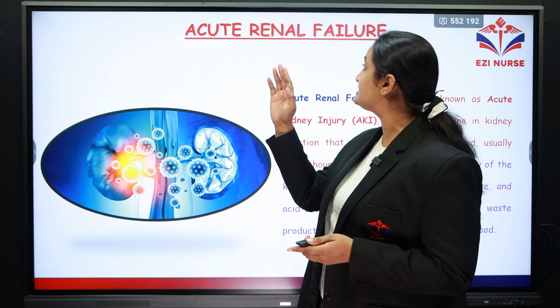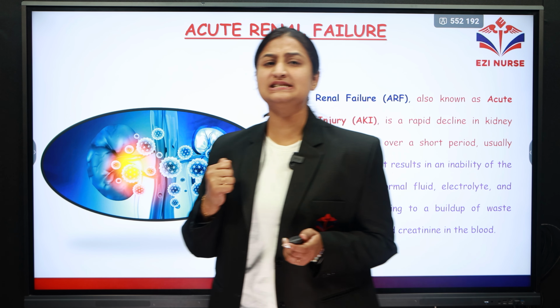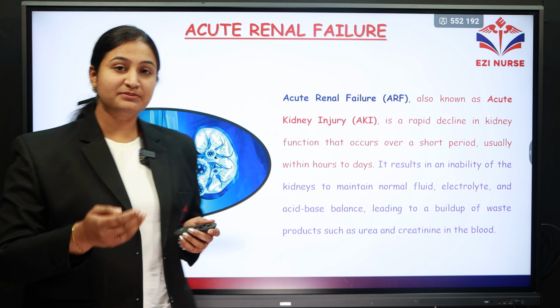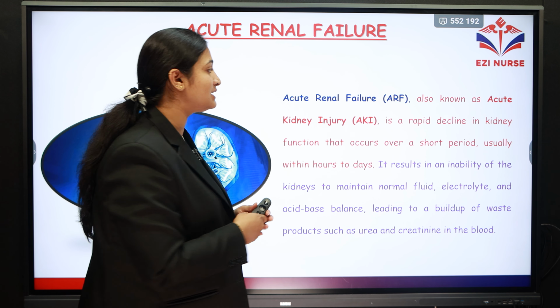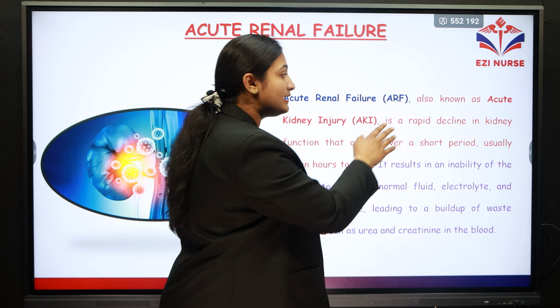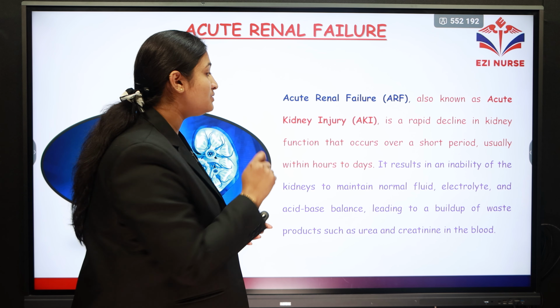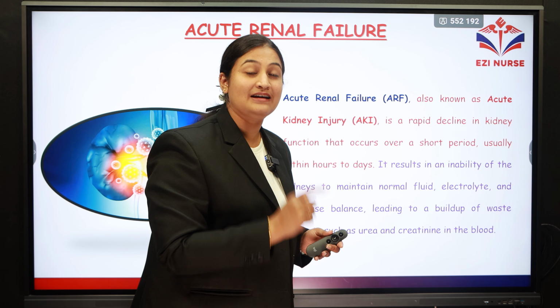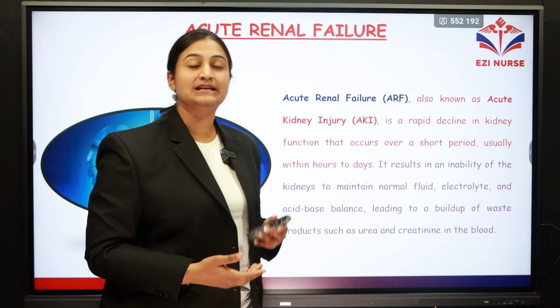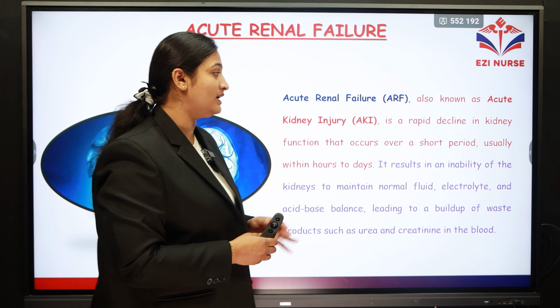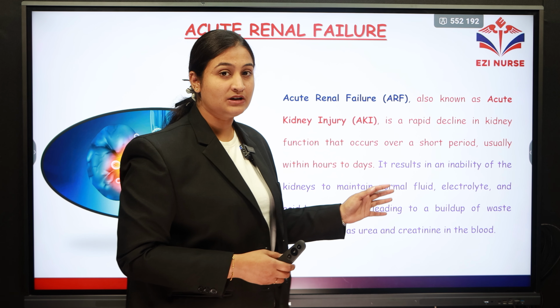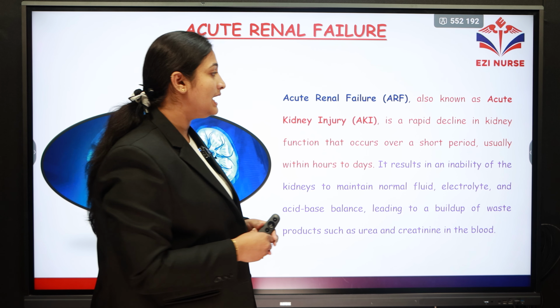So the first question is acute renal failure. So what is this acute renal failure? Coming to that, it's the definition, or we'll call it an introduction. Acute renal failure, that is ARF, is also known as acute kidney injury, that is AKI. In the question paper, you might get this AKI also, so don't get confused.